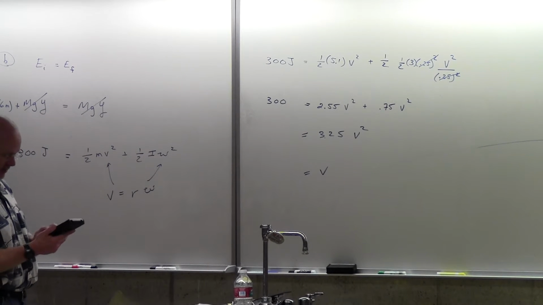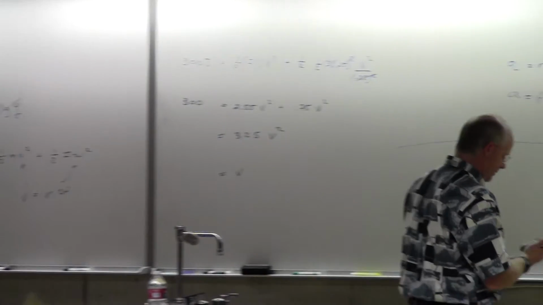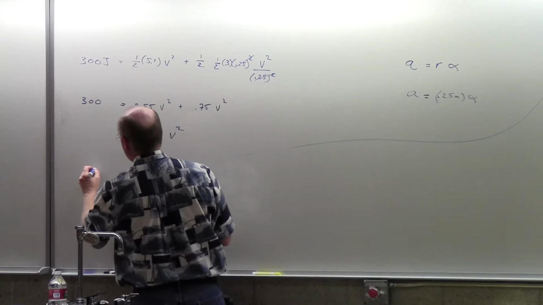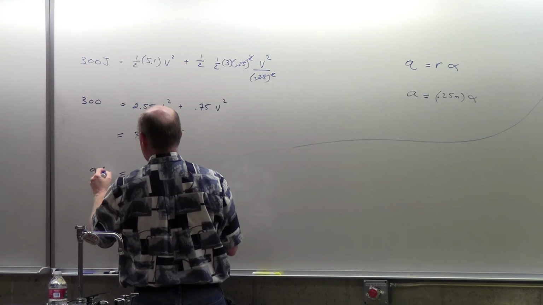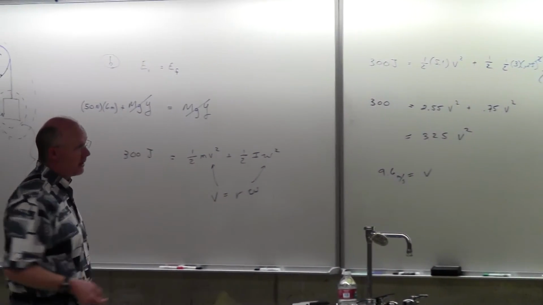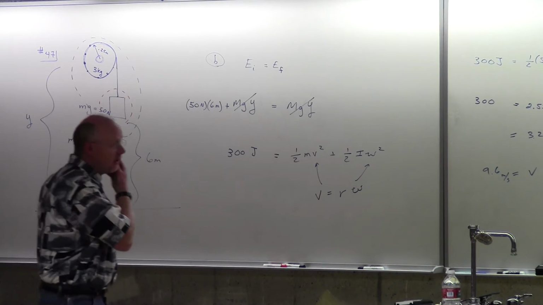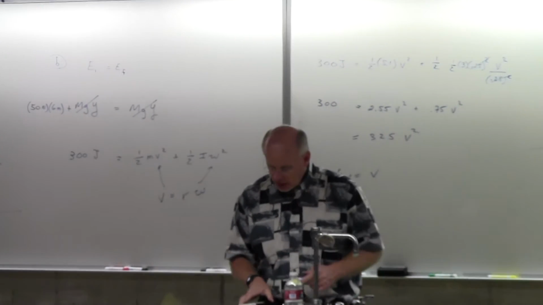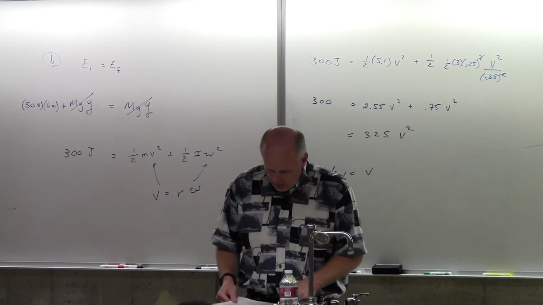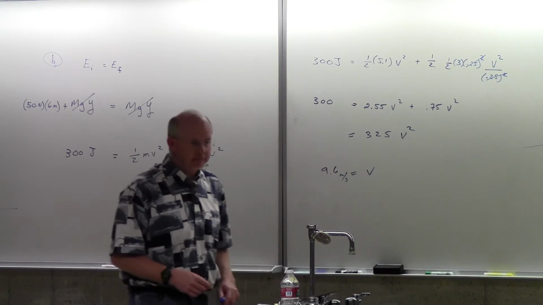And so 300 divided by 3.25, square root of all of that, and 9.6. What'd I get over here? 9.5. So 9.6 meters per second, the speed. And other than maybe some rounding, I got the same number over there. Okay, and so there's the speed at the bottom. So a little bit of a long problem, a lot of parts to it, but I thought it was pretty enlightening. Let's try another one here.